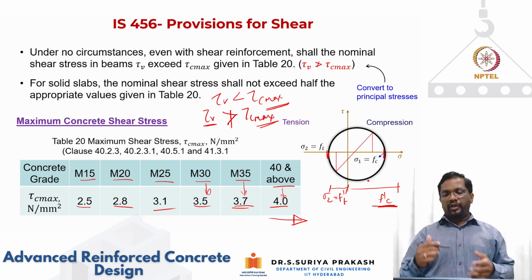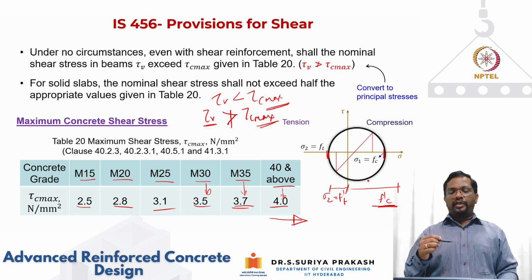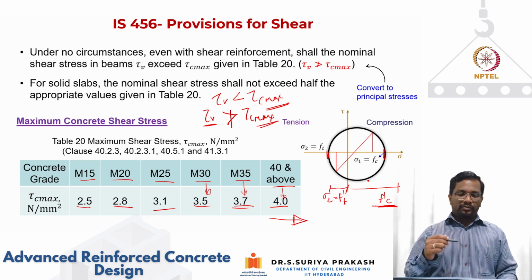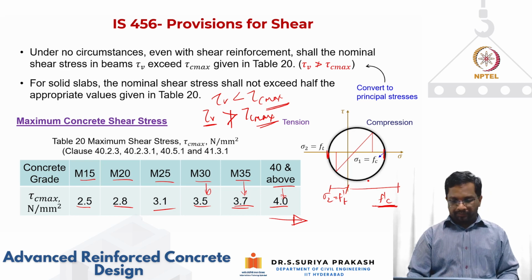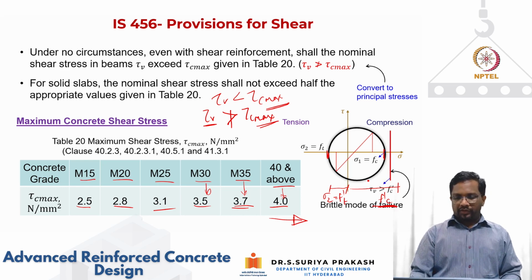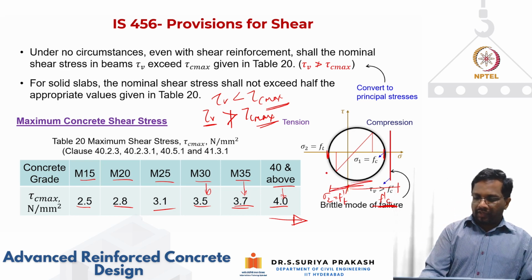So the code is prohibiting you from designing such sections by making sure that tau v has to be always less than tau c max. So this is what we have said. So this can lead to this kind of a scenario.